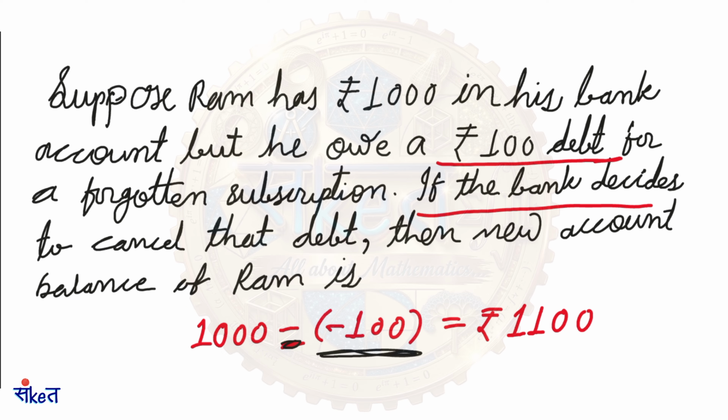What is the mathematical representation? The mathematical representation of removing this debt is new balance is equal to 1000 minus minus 100. Minus into minus is plus. So 1000 plus 100, which is equal to rupees 1100.